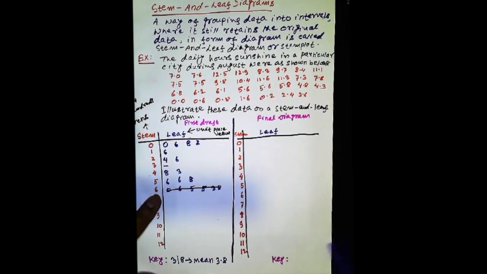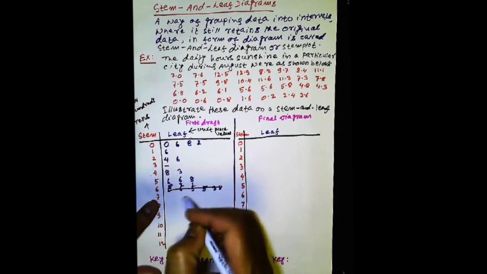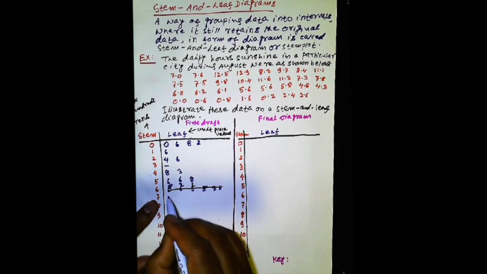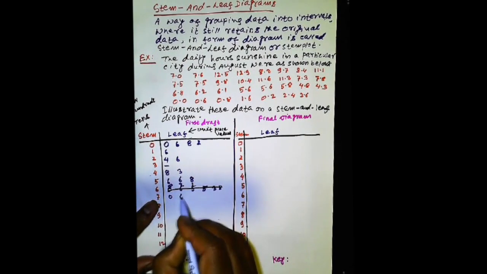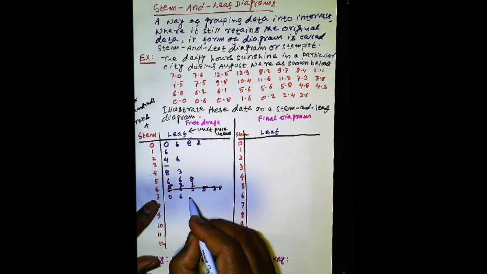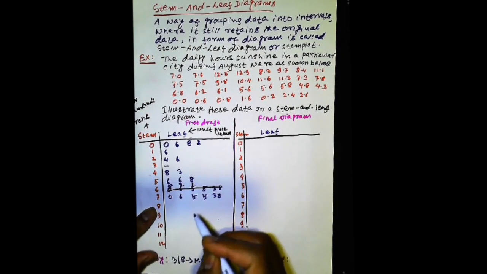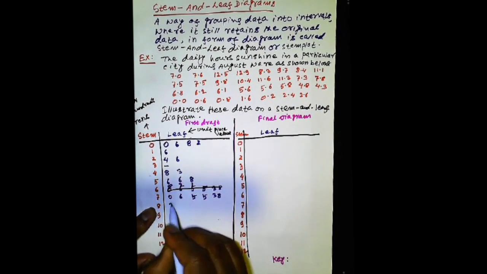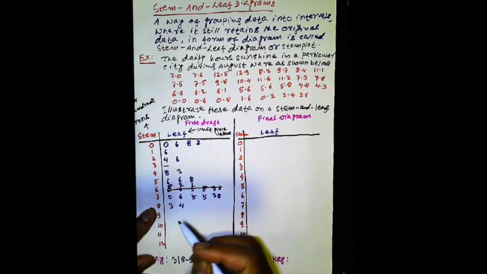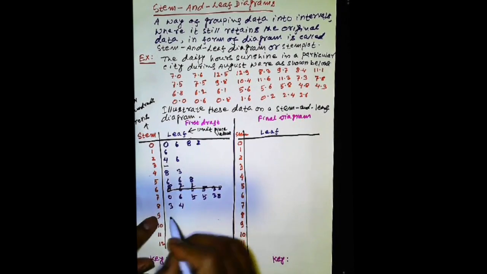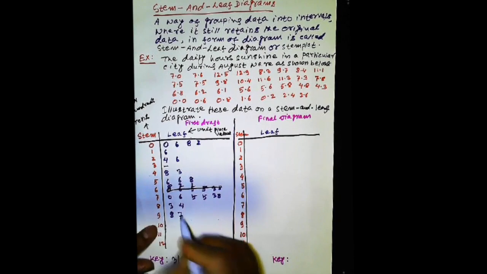With the next stem I have the values 8, 2 and 1. And with 7 my values are 0, 6, 5, 5, 3, 5, 5, 3 and 8. Now with 8 my values are 3 and 4. With 9 my values are 8 and 7. With 10 I have only one value, 4.